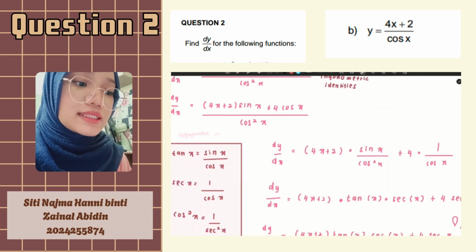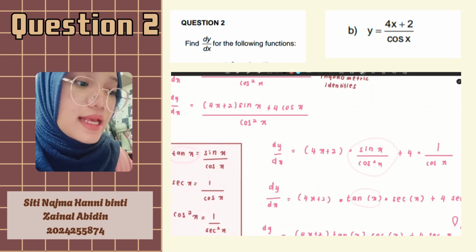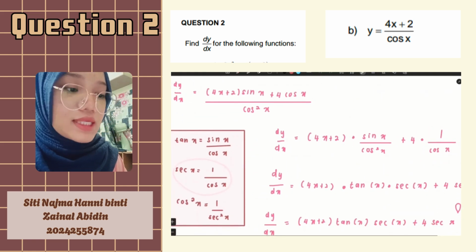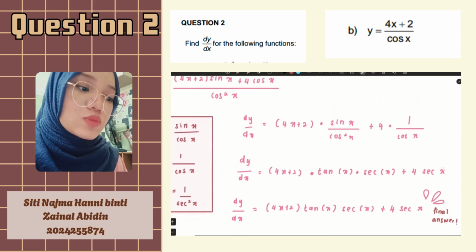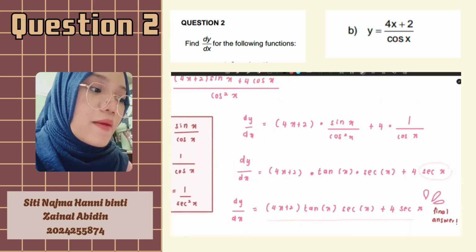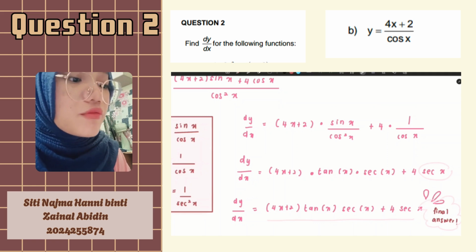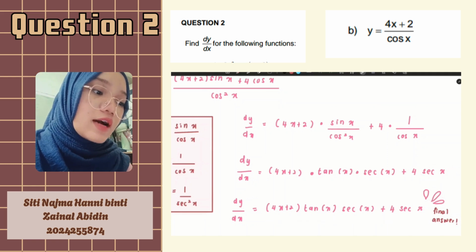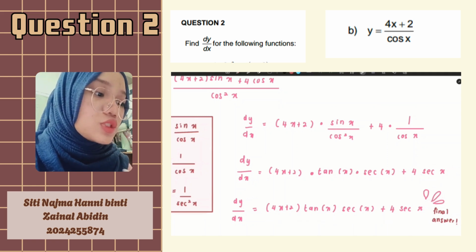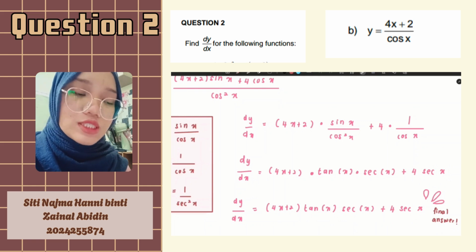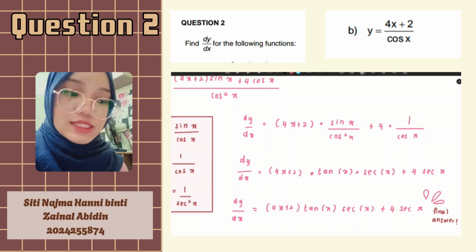I will use the identity tangent x equals sin x over cosine x and secant x equals 1 over cosine x. So the full expression becomes dy/dx is equal to (4x plus 2) times tangent x times secant x plus 4 secant x. And this is the final simplified derivative I get. This method works by expanding directly after applying the quotient rule and makes use of the basic trigonometric identities. It is a clear and effective way to solve this type of problem without overcomplicating the process.